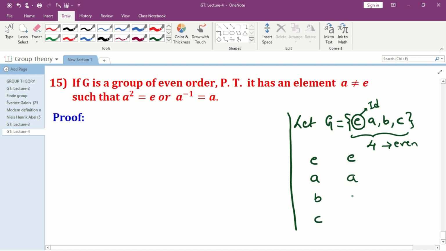Now we shall consider these elements E, A, B, C. We know that the inverse of the identity is itself. I map that inverse, and I have 3 elements remaining: A, B, C. Suppose the inverse of A is B, and then the inverse of B is A, vice versa. Therefore, the inverse of B can't be C. Therefore, only one element is remaining, that is C. So what is the inverse of C? The inverse of C is itself.